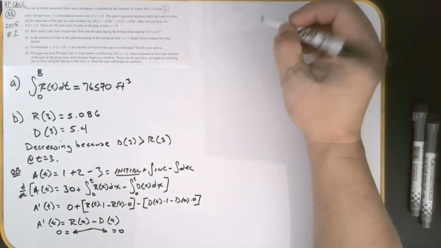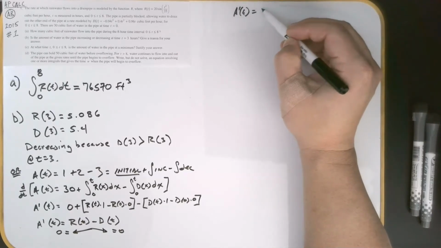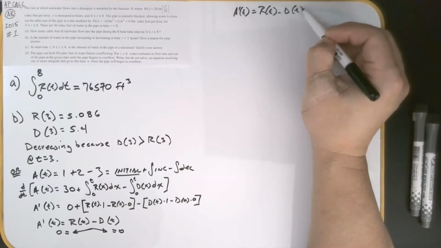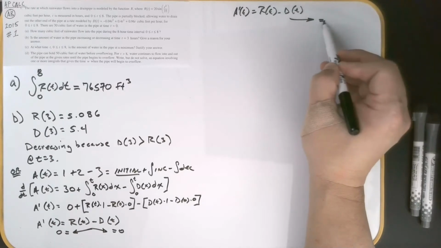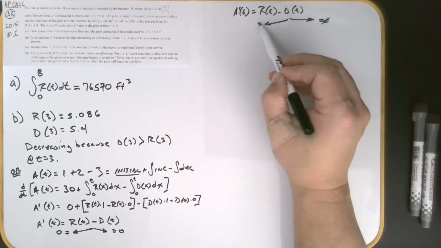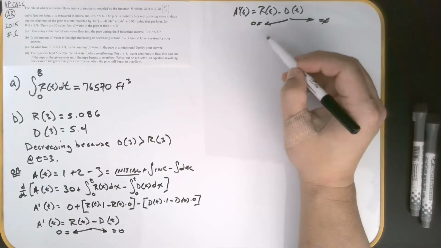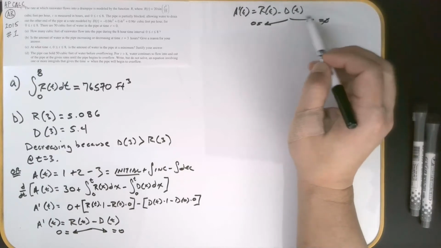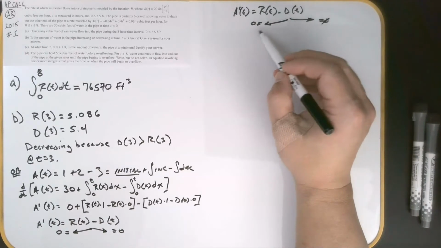And I'm going to say, once again here, A prime of t is equal to R of t minus D of t. And I'm going to set that equal to 0 and undefined. So when is that undefined? When is it 0? Well, I'm going to get a little more specific here and actually write this down. So it looks like the question becomes, when is it equal to 0? Well, that would be, when does R of t equal D of t?